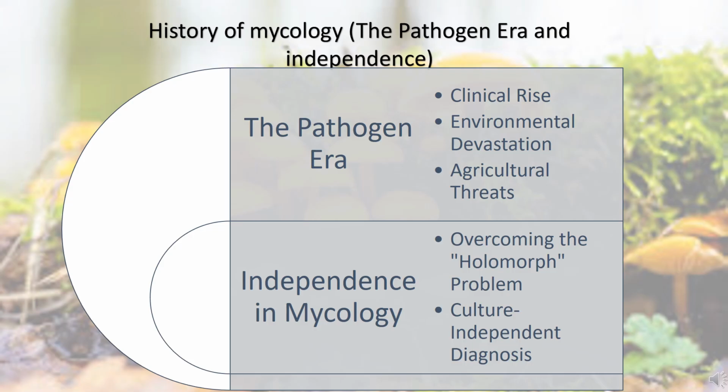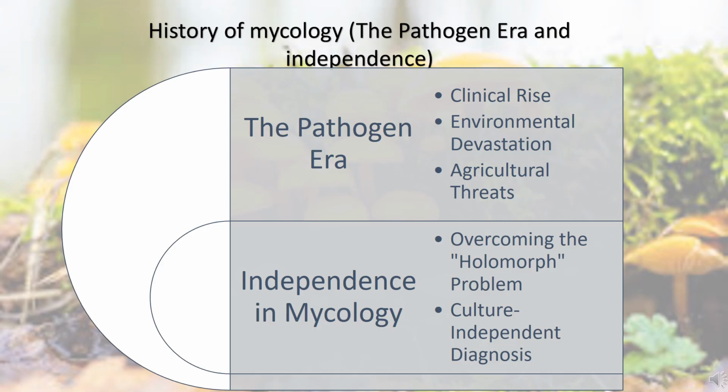The pathogen era. Modern mycology has entered an age where fungal diseases pose catastrophic threats to global health, agriculture, and wildlife. Clinical rise. Opportunistic fungal pathogens, such as Candida auris, Aspergillus, and Cryptococcus, are causing life-threatening systemic infections, heavily driven by an expanding population of immunocompromised patients. Environmental devastation. Fungal pathogens are wreaking havoc on ecosystems. For instance, chytrid fungi are driving worldwide amphibian declines, while white nose syndrome is decimating bat populations. Agricultural threats. Phytopathogenic fungi cost billions annually by devastating staple crops, like maize and rice. This has triggered massive research into fungal effectors, mycotoxins, and novel antifungal treatments.